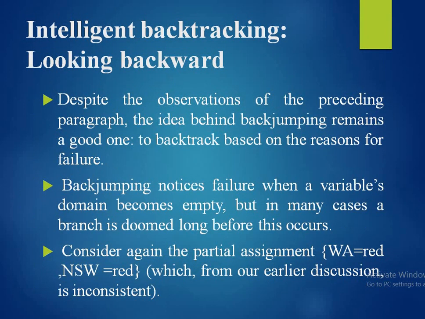Despite the observations of the preceding paragraph, the idea behind backjumping remains a good one: to backtrack based on the reasons for failure. Backjumping notices failure when a variable's domain becomes empty. But in many cases, a branch is doomed long before this occurs. Now consider again the partial assignment WA = red, NSW = red, which from our earlier discussion is inconsistent.